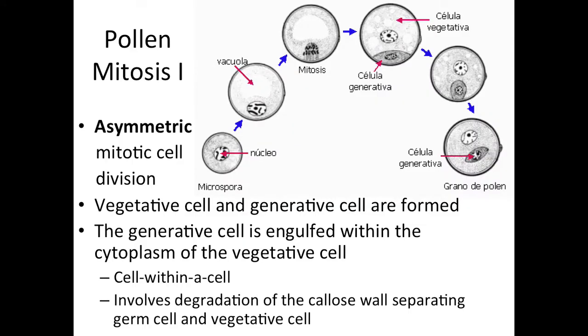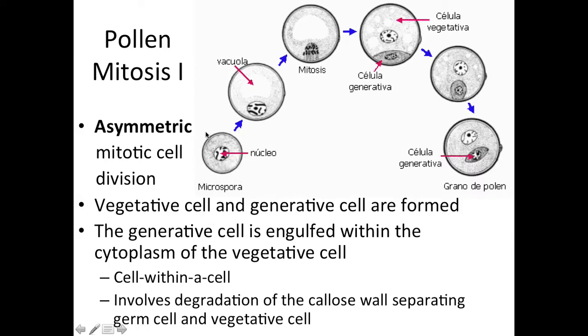Okay. Now this first pollen mitosis 1 is what's called an asymmetric cell division. And it's known as asymmetric because one of the resulting cells gets much, much, much more cytoplasm than the other one.